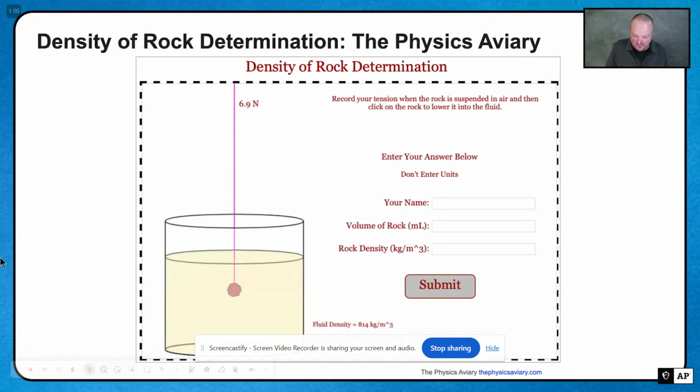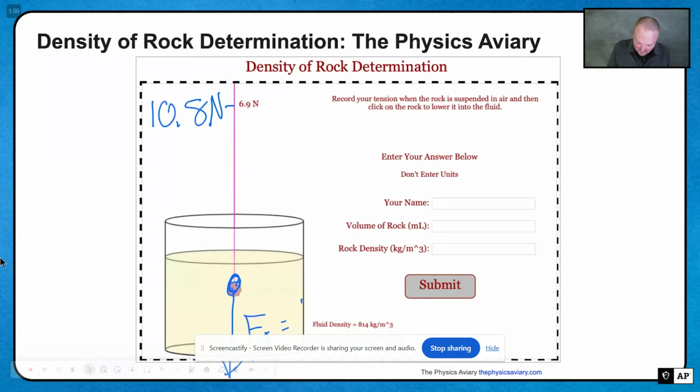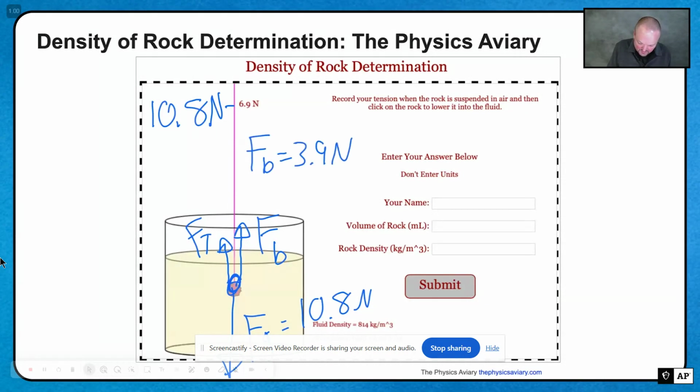And you notice that originally it had a tension of 10.8 newtons. So now the tension is 6.9 newtons. Well, what's the free body diagram look like for this object? I've got the gravitational force down, which I know is 10.8 newtons. And I've got a tension force up, and I also have a buoyant force up. Well, if my new tension force is 6.9 newtons, that means that the difference between 10.8 and 6.9 is my buoyant force, which in this case is 3.9 newtons.